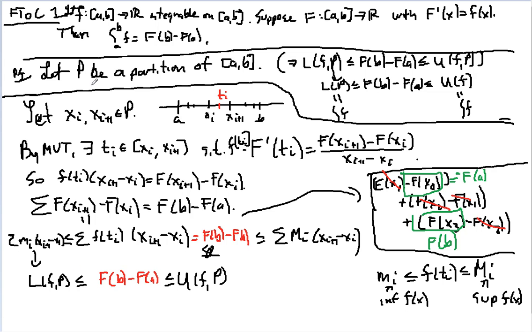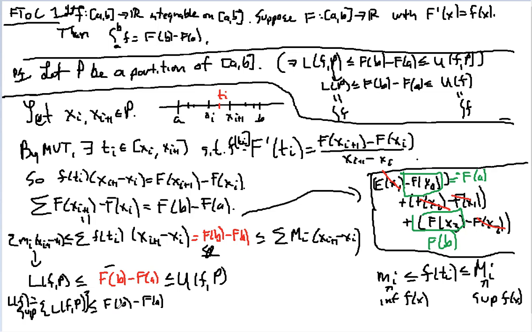So we fixed P. P is any partition. So for every partition, L of f of P is less than or equal to F of b minus F of a, which is less than or equal to U of f of P. That's for any partition. So now, that means that this is an upper bound for all the L of f of P's. So since it's an upper bound, it's got to be less than or equal to the supremum of the L of f of P's. But a fancy name for that is just L of f.